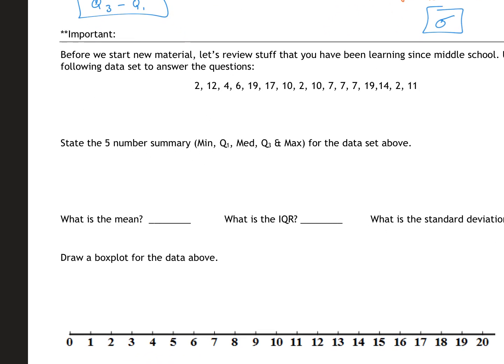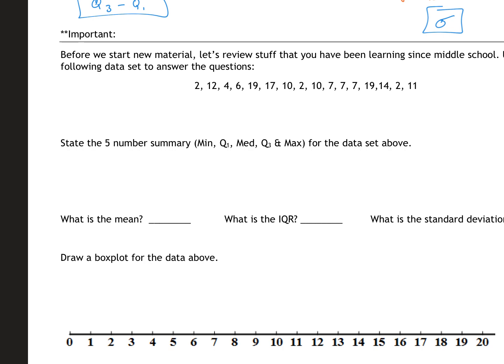So here is a set of data. We're going to state the 5-number summary, so minimum, Q1, median, Q3, and maximum for the data set above. What's the mean? What's the IQR? What is the standard deviation? And what is a box plot? So a basic box plot. So a lot of information.